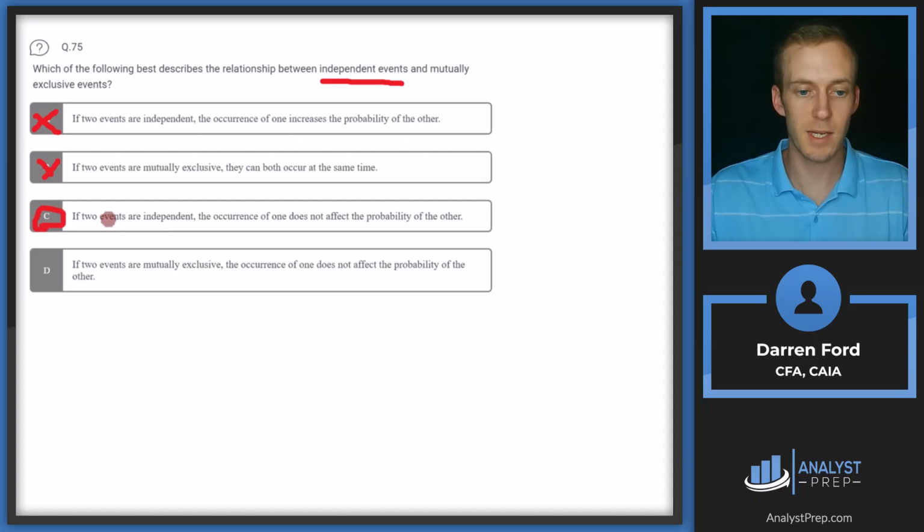Let's make sure we can rule out D. If two events are mutually exclusive, the occurrence of one does not affect the probability of the other. This is going to be incorrect. The probabilities of two mutually exclusive events should add up to 1. So if one of them has a probability of 50%, but that goes up to 60, that means the other one has to drop from 50 to 40%. So we can rule out D as well, and we'll stick with answer C.